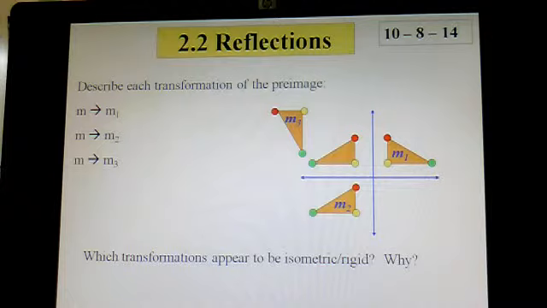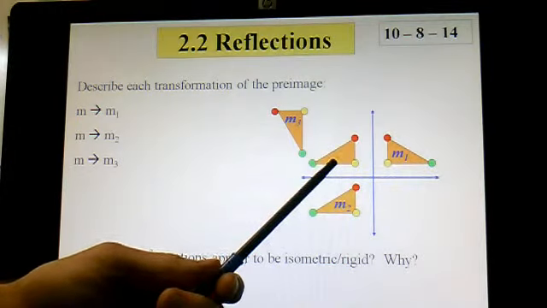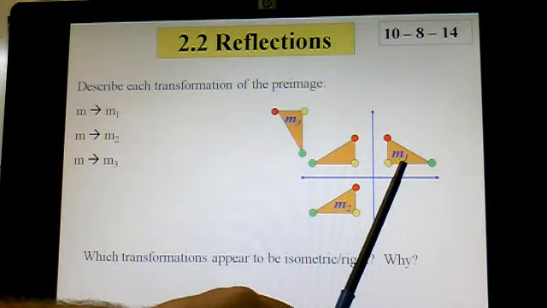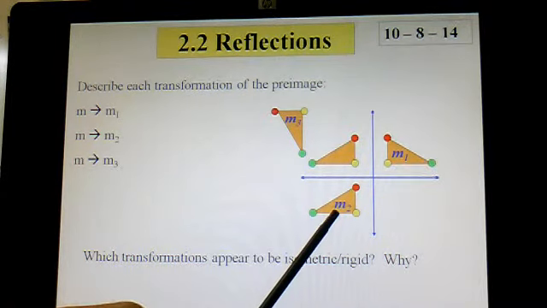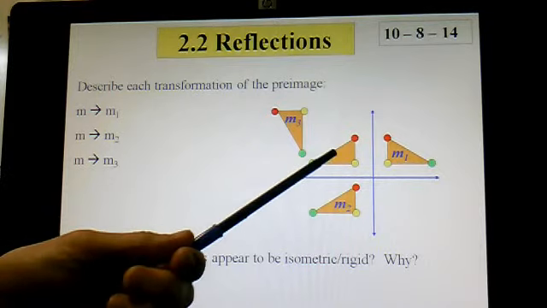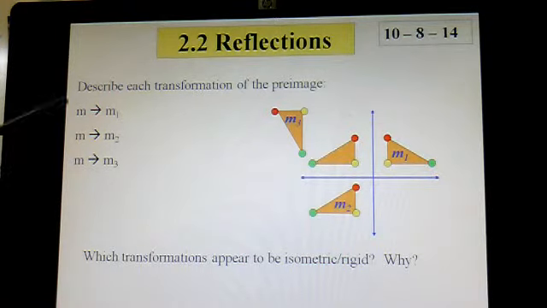Question I have for you, to start with, you're given this original triangle M. It's on your paper. You may want to label these other three triangles M1 for triangle 1, M2 for triangle 2, and M3. They're all images of this original pre-image. And I want you to answer these three quick warm-up questions. What maps M to M1? What maps M to M2? And what maps M to M3?